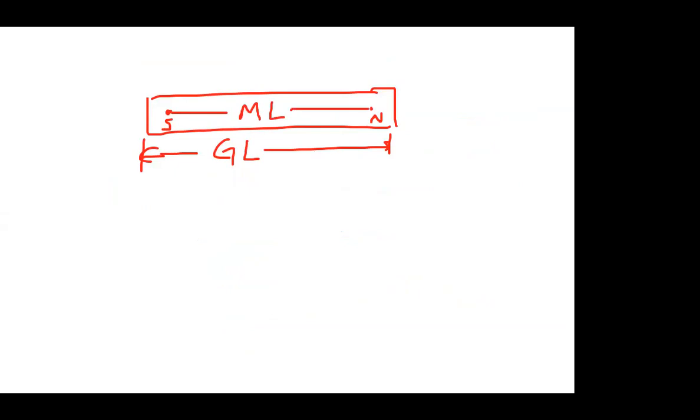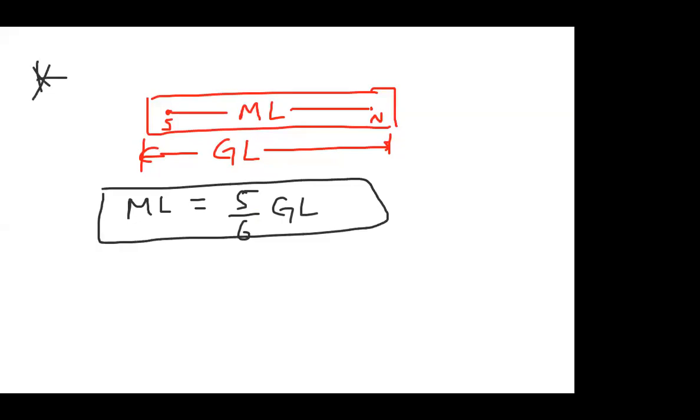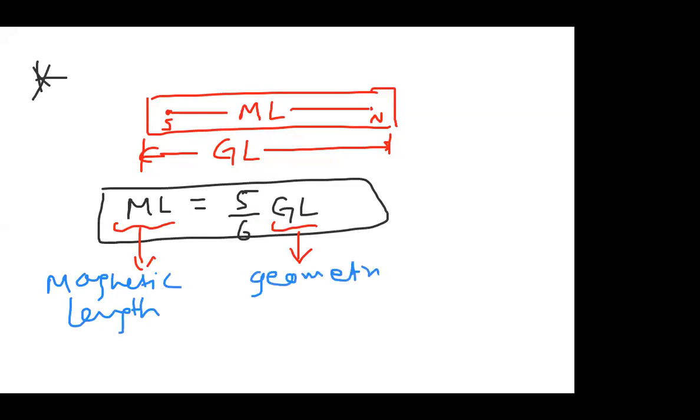What is the relation between magnetic length and geometric length? I can say magnetic length is 5/6 of geometric length. There is a difference between magnetic length and geometric length. Here ML is magnetic length and GL is geometric length. So what is the difference between them? Why do we have two lengths for a magnet? Geometric length means from one end of the magnet to the other end, completely.